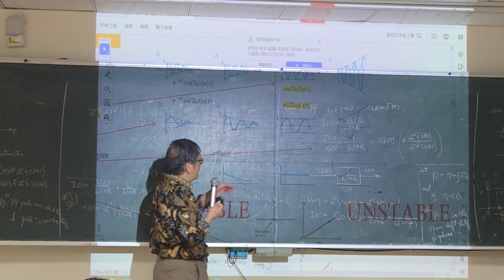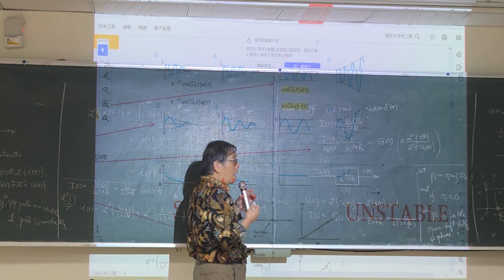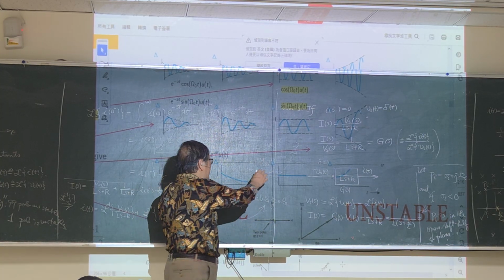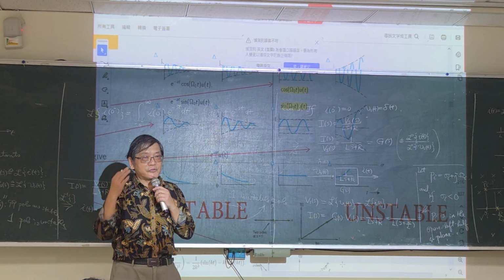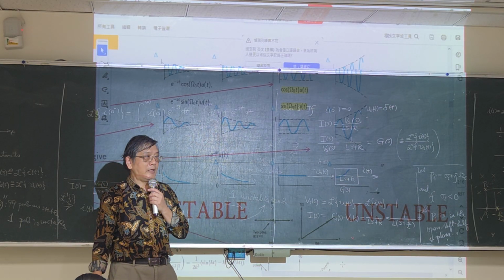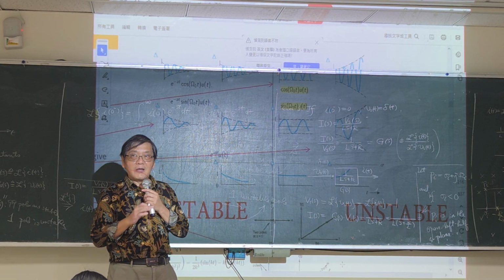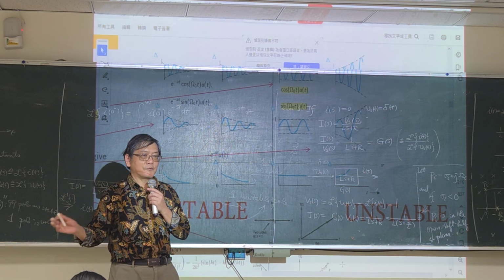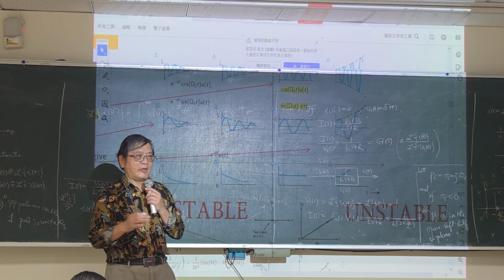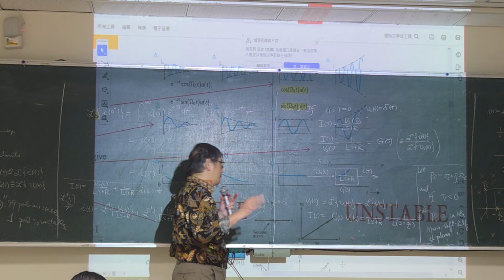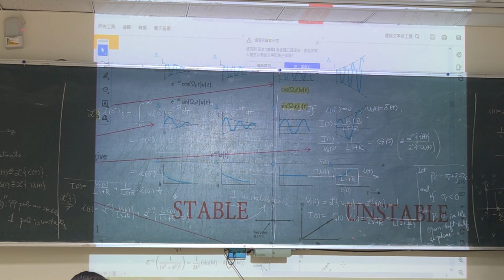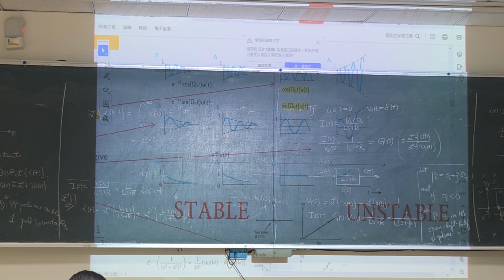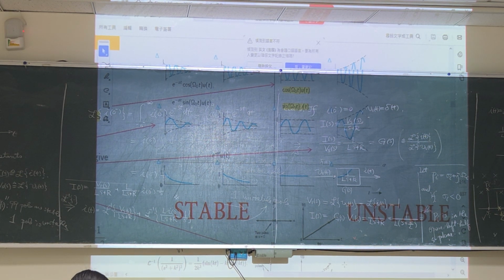So if you look at the output, you will see the output eventually also grows without bound. So the system is still unstable. We don't take average. So long as one of them is an unstable pole, then the system is unstable. Period.